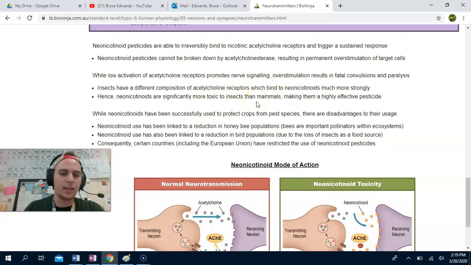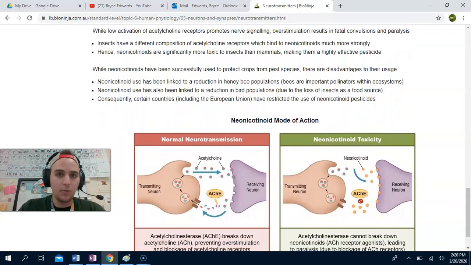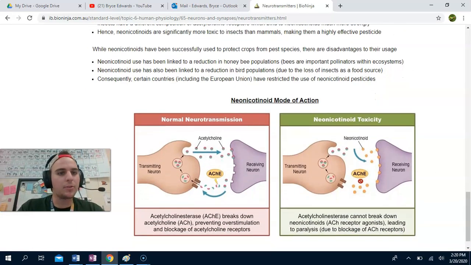They're more toxic. When I say it causes convulsions, it can cause like seizures. It can also cause muscles to just completely lock up, and make it so that the insects just straight up don't eat or can't move, or just aren't able to do what they need to do in order to survive. So neonicotinoid use has been linked to a reduction in honeybee populations, which is not good. Okay, it's also been linked to a reduction in bird populations since the insects are dying off.